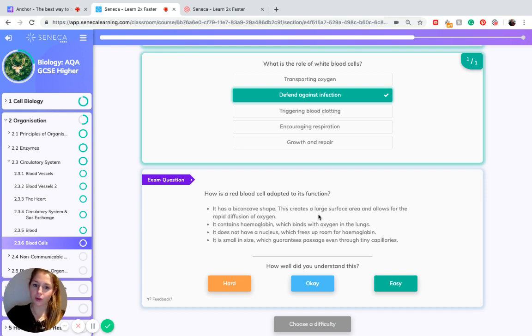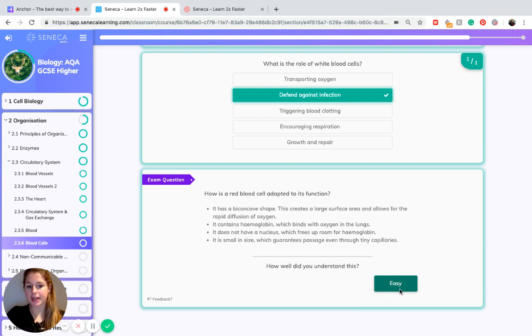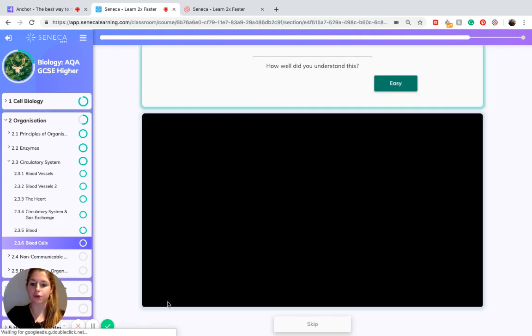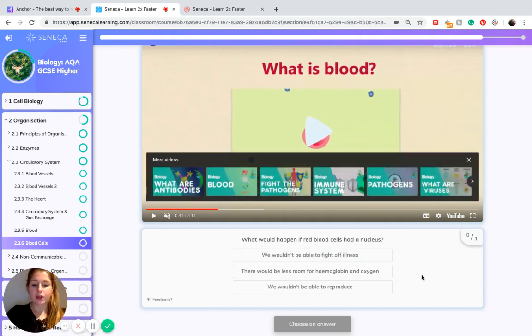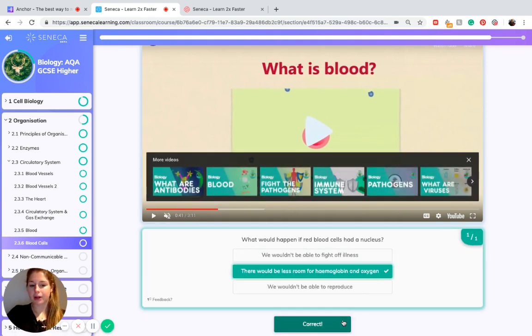Thirdly, it has no nucleus, so it has more room for carrying hemoglobin and therefore oxygen. And it's also small in size, so it can easily pass through tiny capillaries to supply oxygen to all the cells. So if red blood cells had a nucleus, this would mean there would be less room for hemoglobin and oxygen.